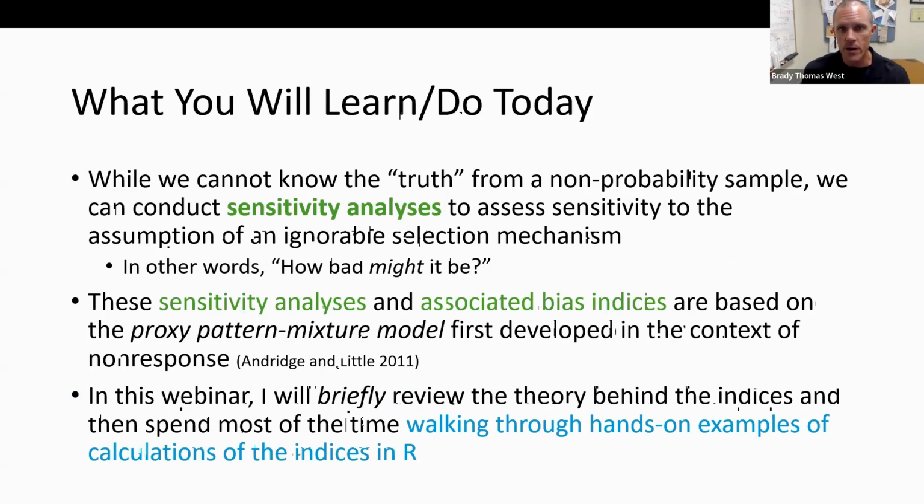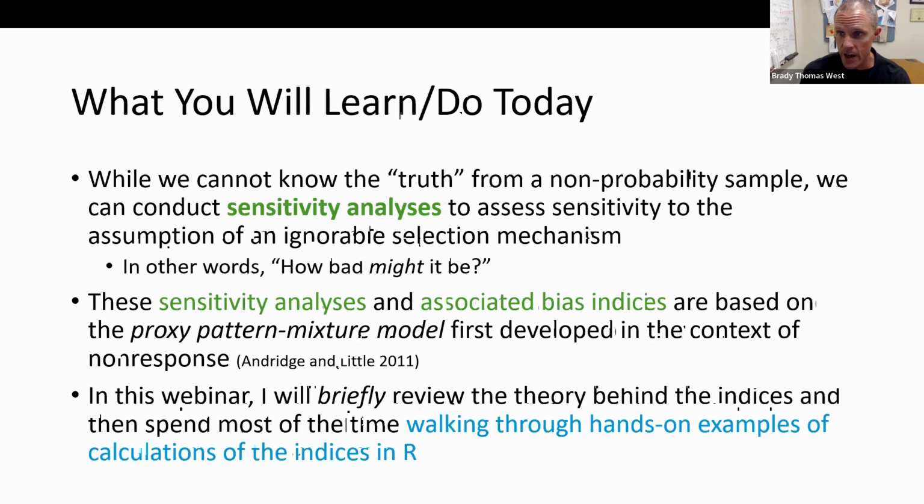So what we're going to learn and do today in the webinar: you can't know the truth from a non-probability sample, but you can conduct sensitivity analyses to see the sensitivity of your estimates to the assumptions that you're willing to make about the nature of the selection mechanism. And so the approach would be basically to say, how bad might it be, depending on the level of non-ignorability? And these sensitivity analyses and associated indices of bias are based statistically on something called a pattern mixture model.